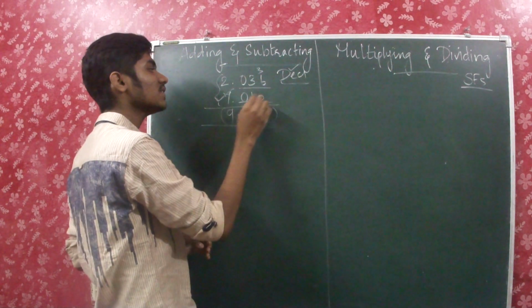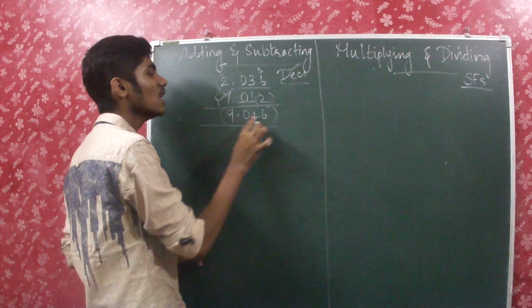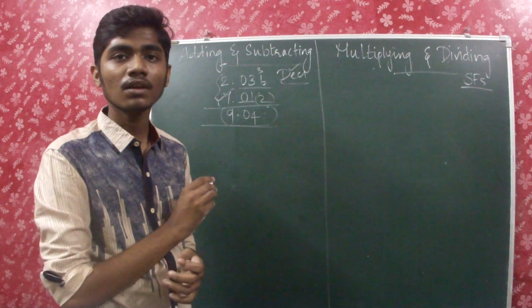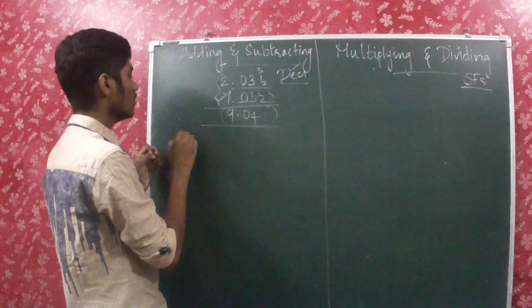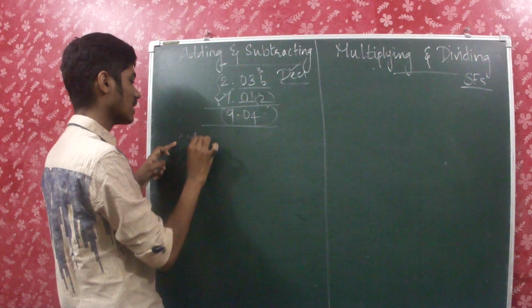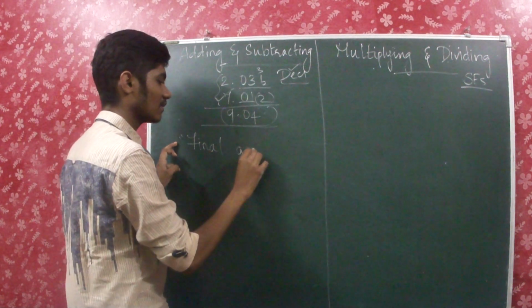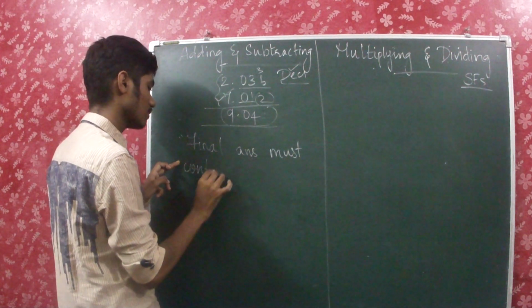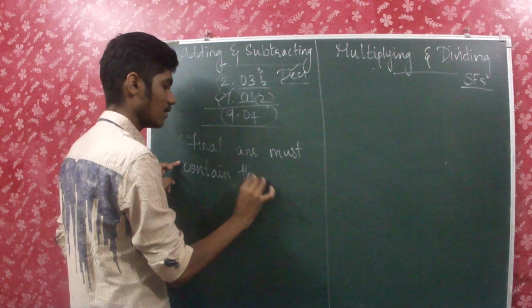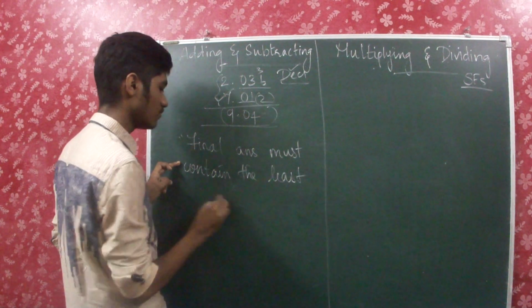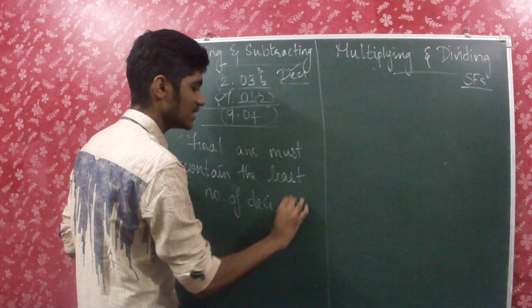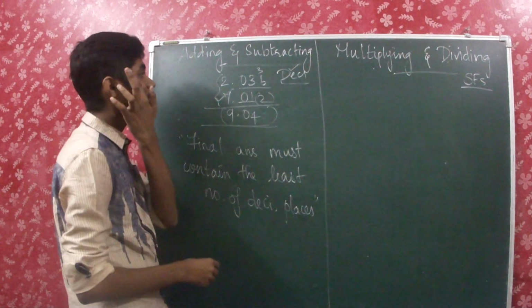So here this is having the least number of decimal places, so I have to change my answer into 9.04. Okay, because for addition and subtraction, the final answer must contain the least number of decimal places. The least number of decimal places.